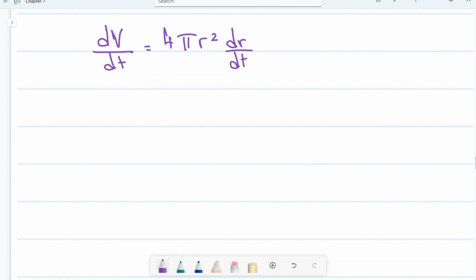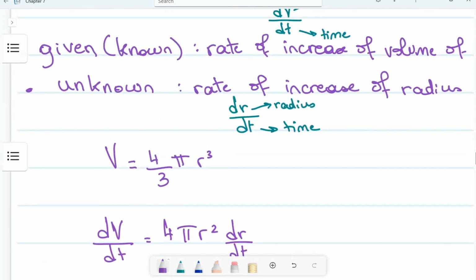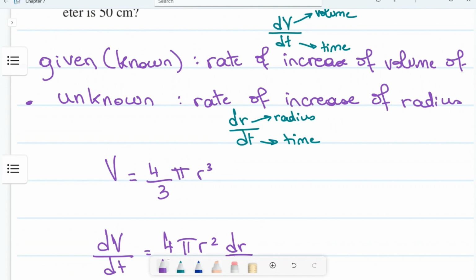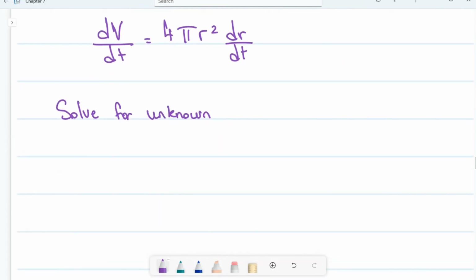Now we would like to solve for the unknown. Again, let's go back to where we wrote our unknown. Our unknown is dr/dt. So let's solve for dr/dt. So dr/dt is equal to 1 over 4 pi r squared times dV/dt.